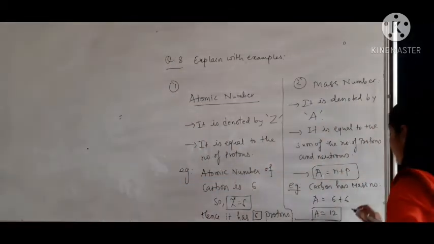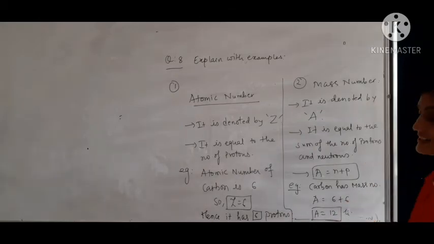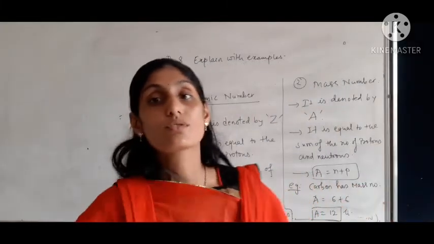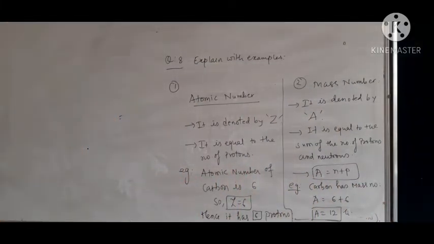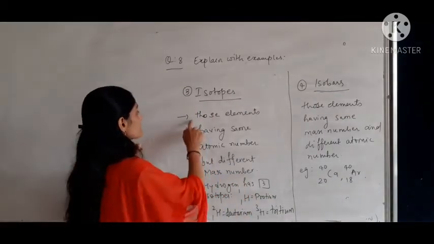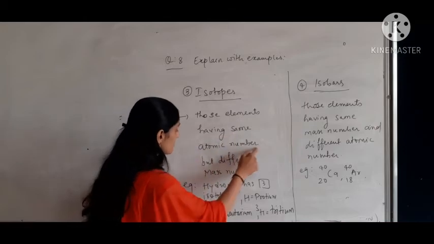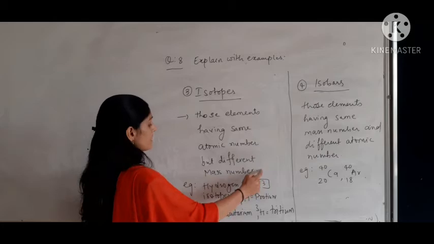Now it is defined and it is having unit, that is 12 U. U is indicating unified mass. So that is about the 2 terms. Now the next term is isotopes and the very next is isobar. So third one is isotopes. These are those elements having same atomic number but different mass number. That means they have Z is same, A is different.